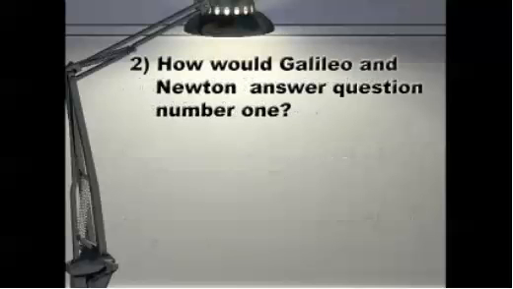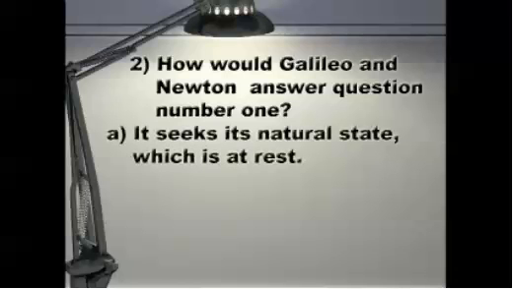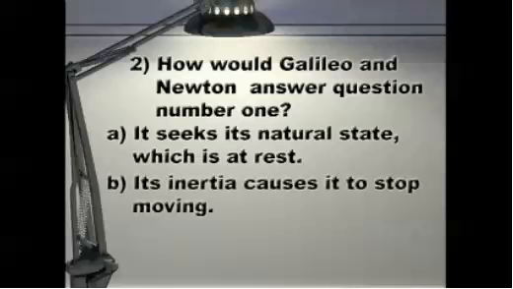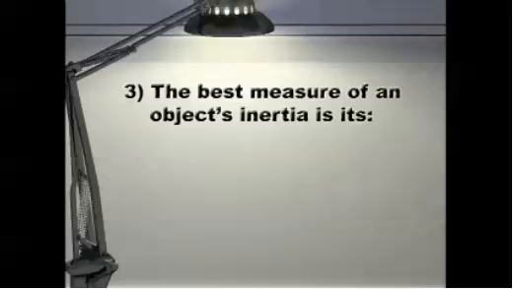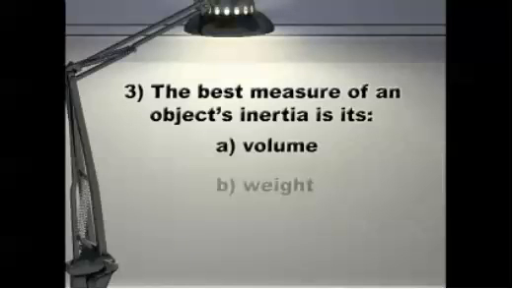Question number 2 is, how would Galileo and Newton answer question number 1? A, it seeks its natural state, which is at rest. B, its inertia causes it to stop moving. C, friction causes it to slow down. Question number 3 is, the best measure of an object's inertia is its A, volume, B, weight, C, mass.